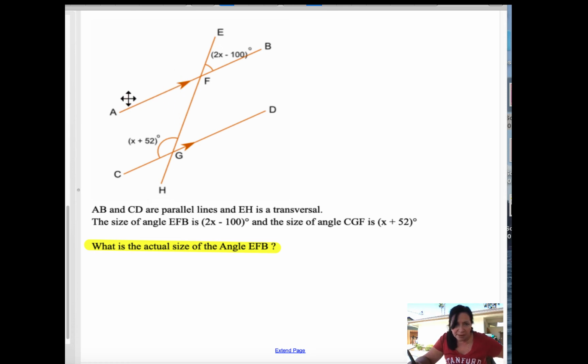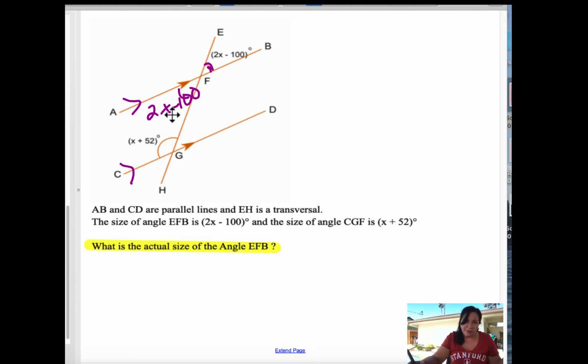What am I saying? I'm saying these are parallel lines. EH is a transversal, okay. The size of EFB is this angle right here. Hold on one sec. Pause. So we know that because these are parallel lines cut by a transversal, that this angle here and this angle, those are congruent by vertical angles, right? So that makes this 2x minus 100.